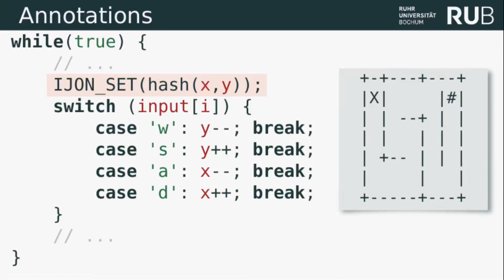IJON allows the user to provide such an annotation with a small piece of inline code. Using IJON and that one-line annotation, AFL now is able to solve the maze in a matter of seconds.